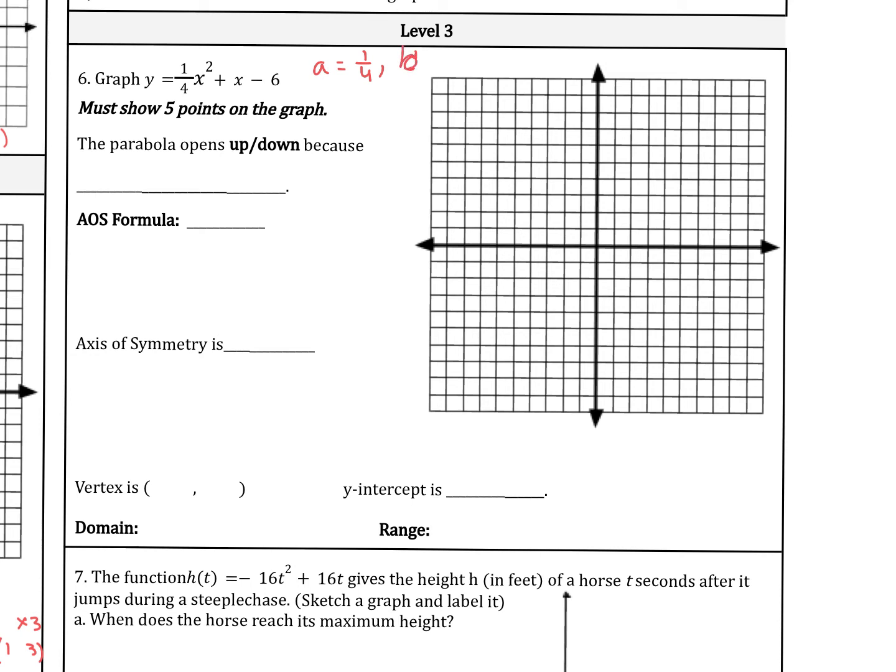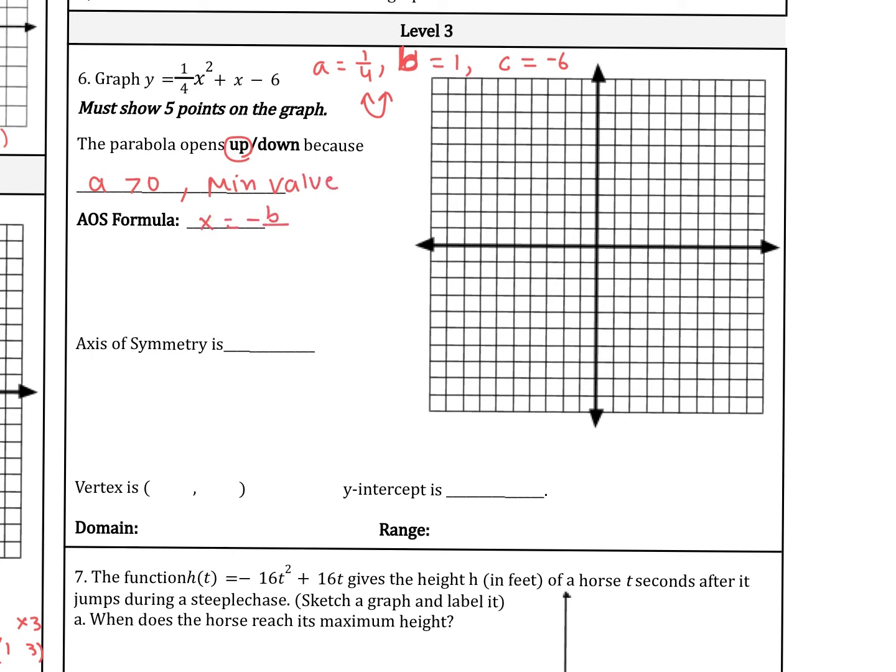For number 6, you're going to have a equals 1 over 4. B is going to be 1, and C is -6. The parabola is going to open up because A is positive. It means it's going to give you a minimum value.